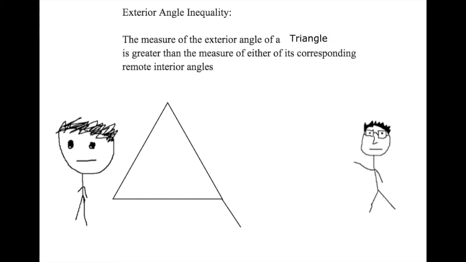These two angles right here will add up to be equal to this angle. So this angle will obviously be less than this angle, and this angle would be less than this angle. Right? You understand? I understand, master. Alright, let's move on to the next theorem.